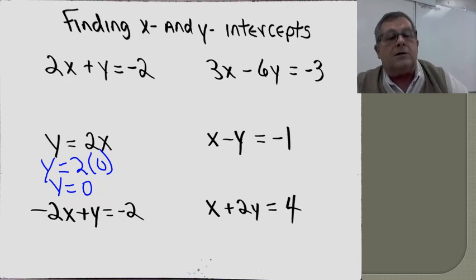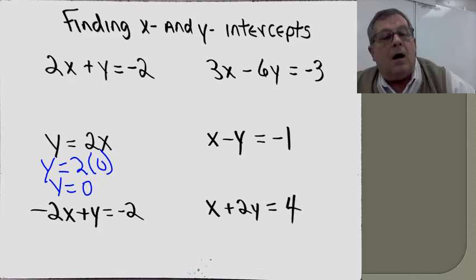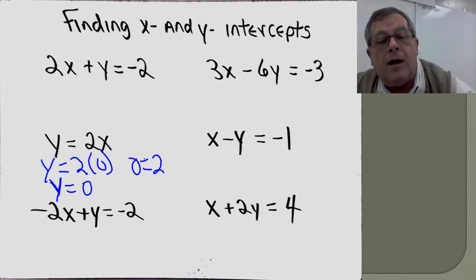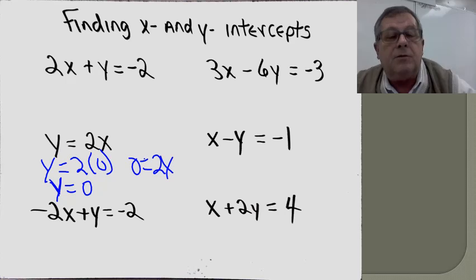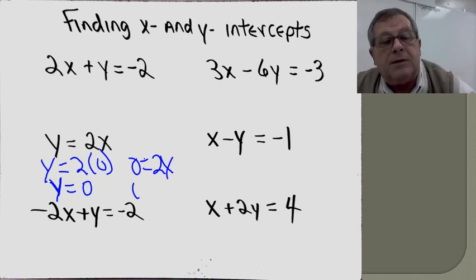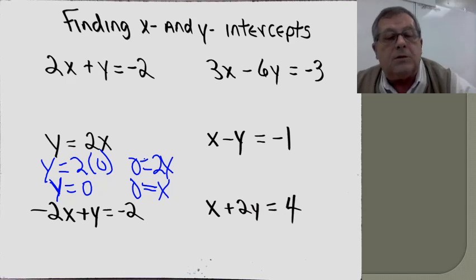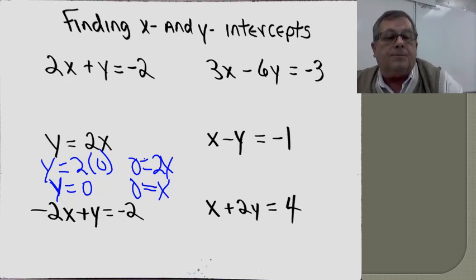Now, what about the y-intercept in this? Excuse me, the x-intercept in this. Well, I set y equal to 0. So I got y equals 2x, and so I divide both sides by 2. Well, 2 into 0 is going to be 0. And so the x-intercept is also 0.